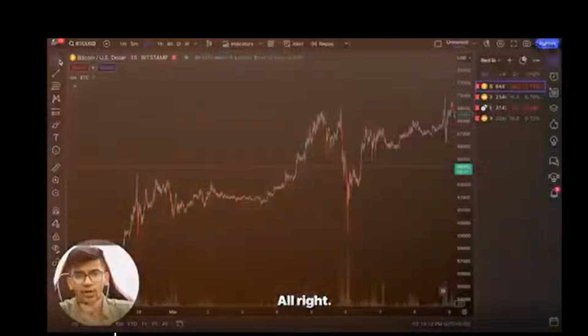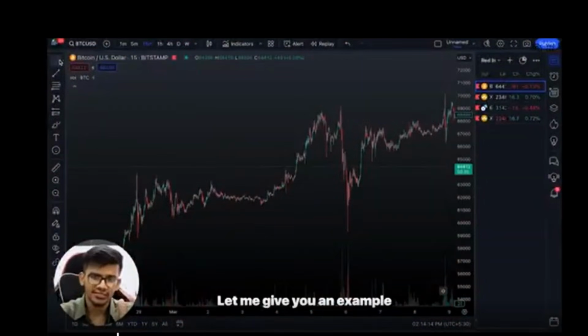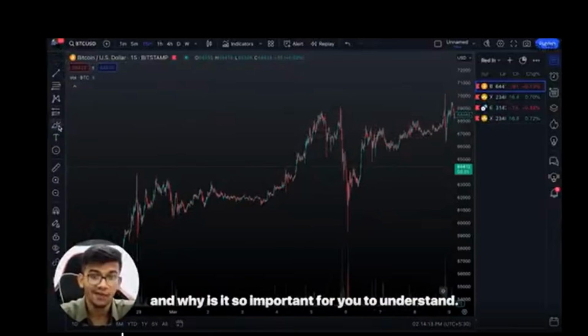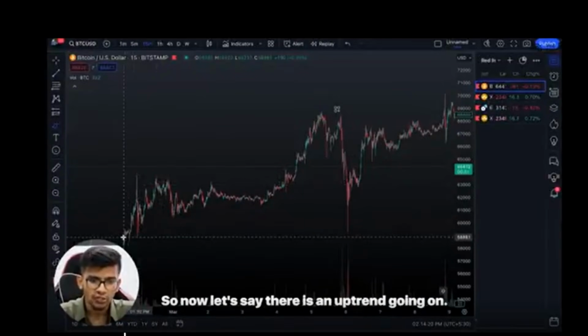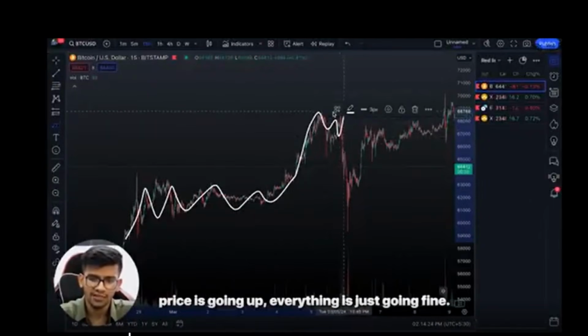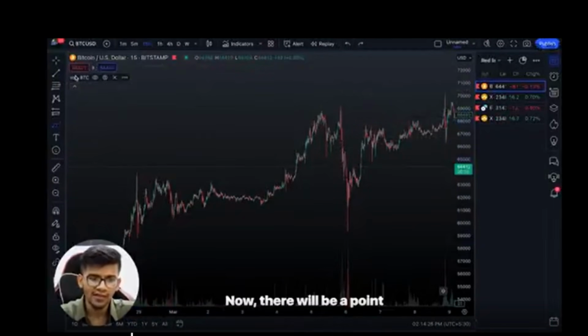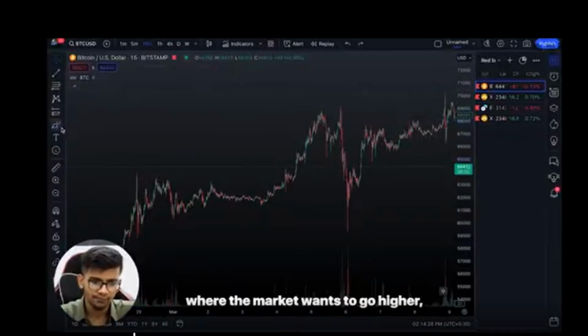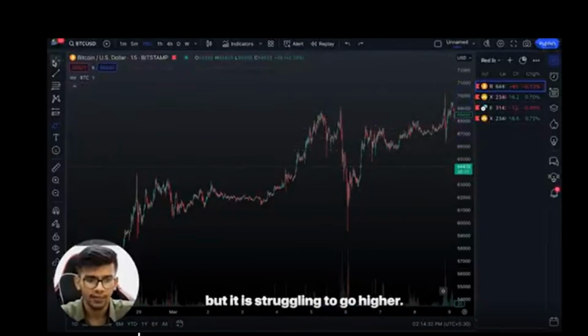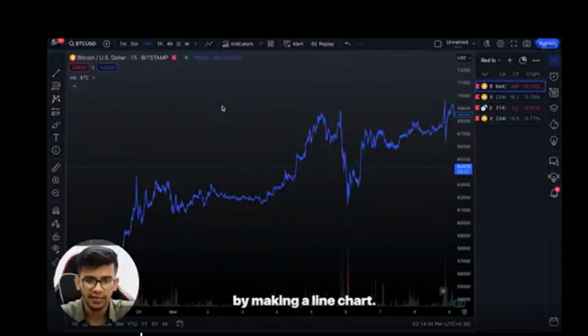Let's get to the charts. Alright, so here we are at the charts. Let me give you an example of how exactly liquidity works and why it is so important for you to understand. So now let's say there is an uptrend going on, a healthy uptrend going on, prices going up, everything's just going fine. Now there will be a point where the market wants to go higher, but it is struggling to go higher, right? So let me simplify this for you by making a line chart.